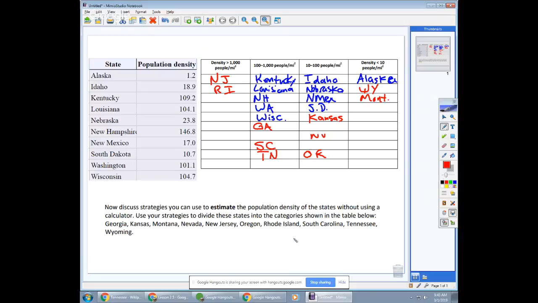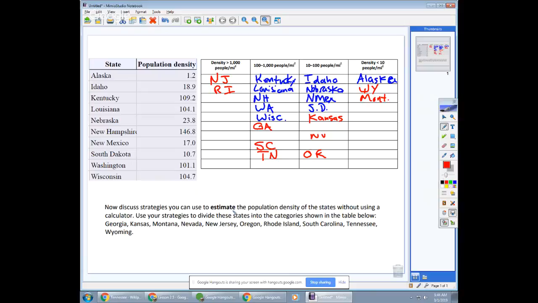All right, so what were our strategies for estimating here? We compared to states we knew. That was our estimate. After that, we calculated, or Wikipedia calculated for us. It's very kind of them. Now number 3. Find which state from your table has the greatest population density.